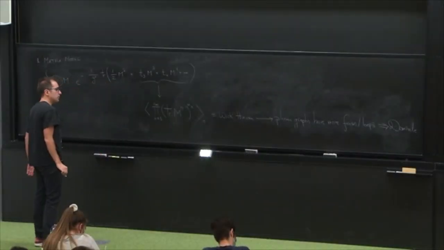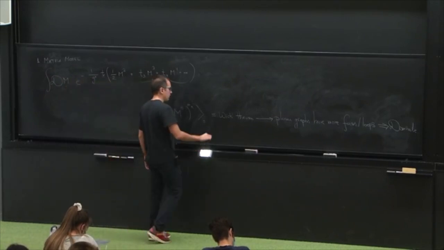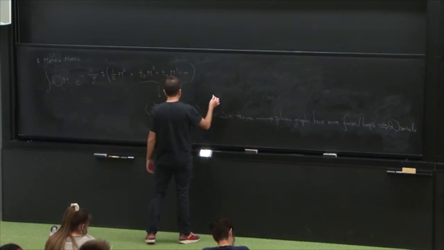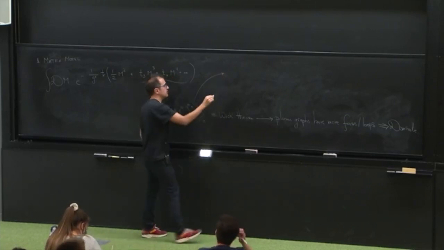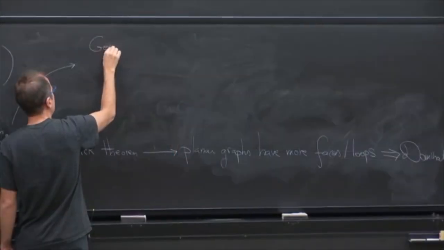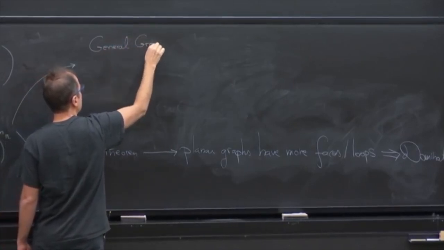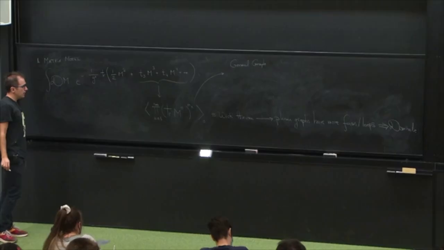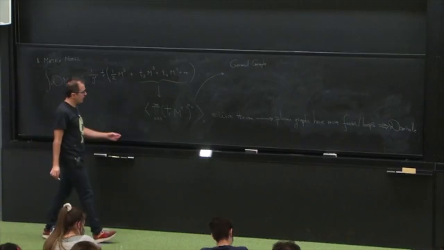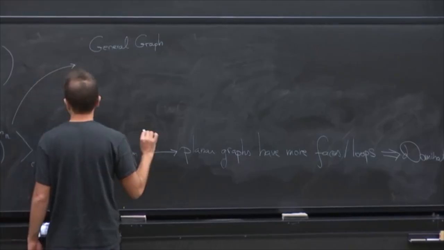Okay, so let's try to see this in general. Let's try to work out the contribution from a given contraction like this. So let's consider now a general diagram, a general graph. Now, for a general graph, what would we have? Let's work out the general power counting and so on.